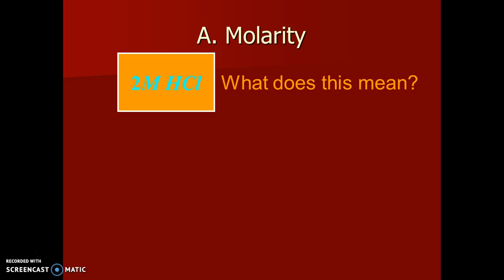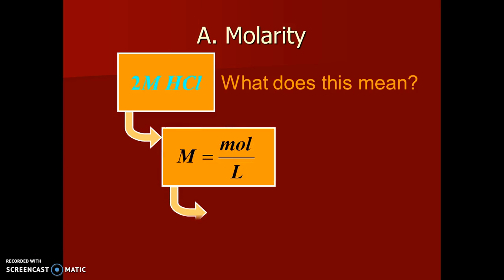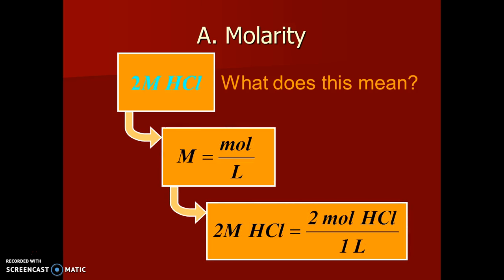So when you see a substance that says like 2 molar HCl, and you've seen these labels in the lab so far this year, this literally means that we have taken 2 moles of hydrogen chloride and dissolved it in 1 liter of solution. So 2 moles per liter. And obviously the larger that number of molarity, the more concentrated the solution is.